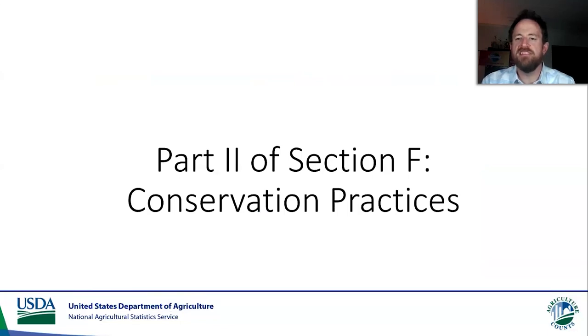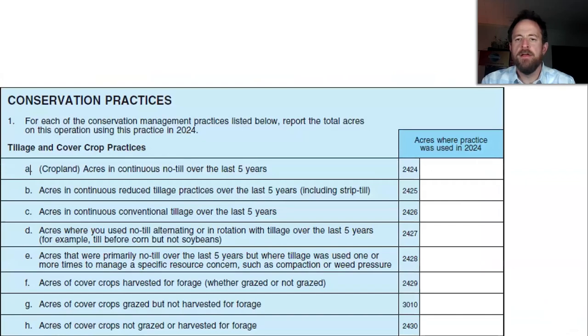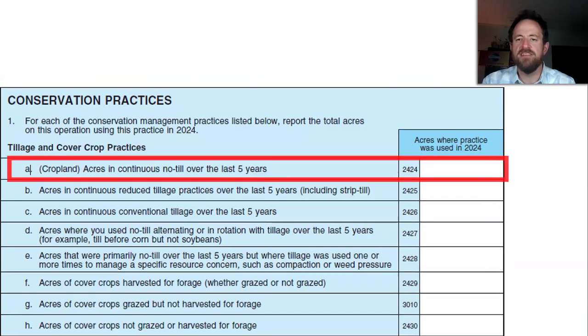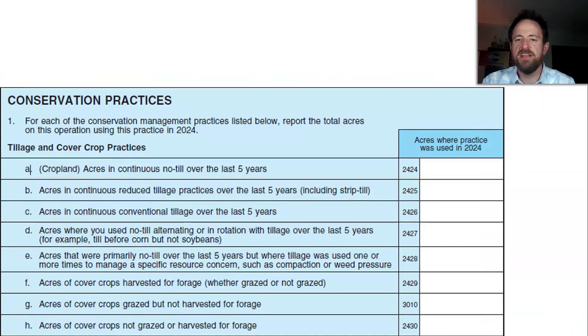We will now discuss briefly the conservation practices that were added to this year's Section F. We would like to discuss a little bit about tillage and cover crop practices. This simply asks for the number of acres in which these particular tillage and cover crop practices were being used, such as no-till, reduced tillage, conventional tillage, rotation with tillage, cover crops harvested for forage or grazed. Please refer to the interviewer's manual for more specific definitions of each term.